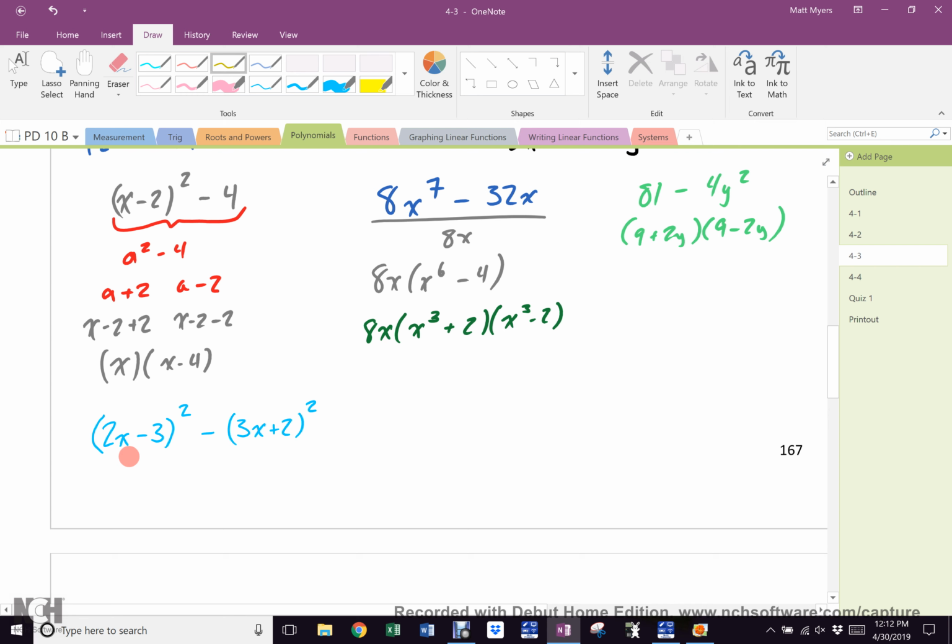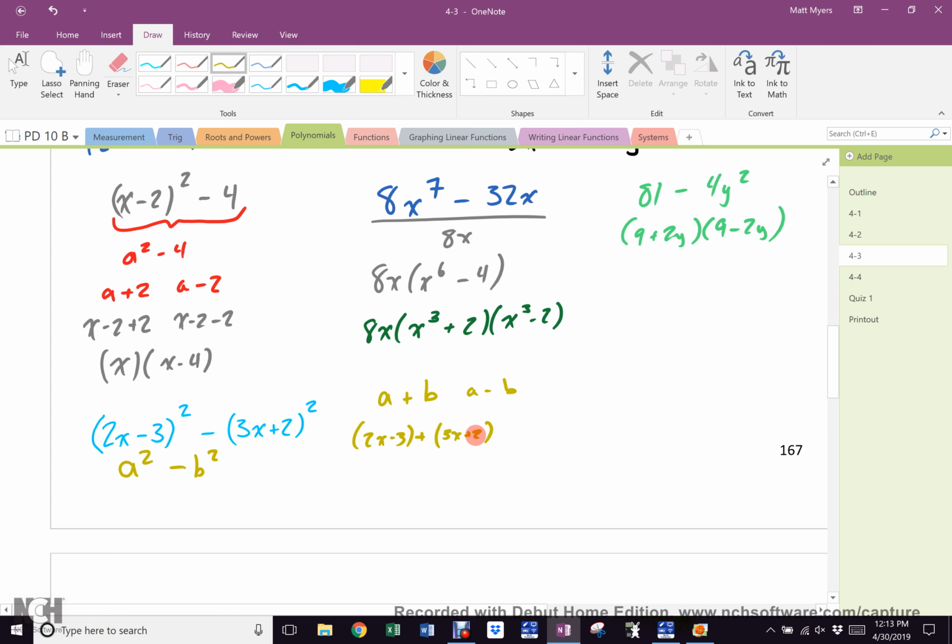What's this? Make that what? A. Okay, A squared. What's this? B squared. Can I factor that? What's the square root of A squared? A, plus what's the square root of B squared? B. Then what? A minus B. What's A? 2x minus 3. Plus what's B?